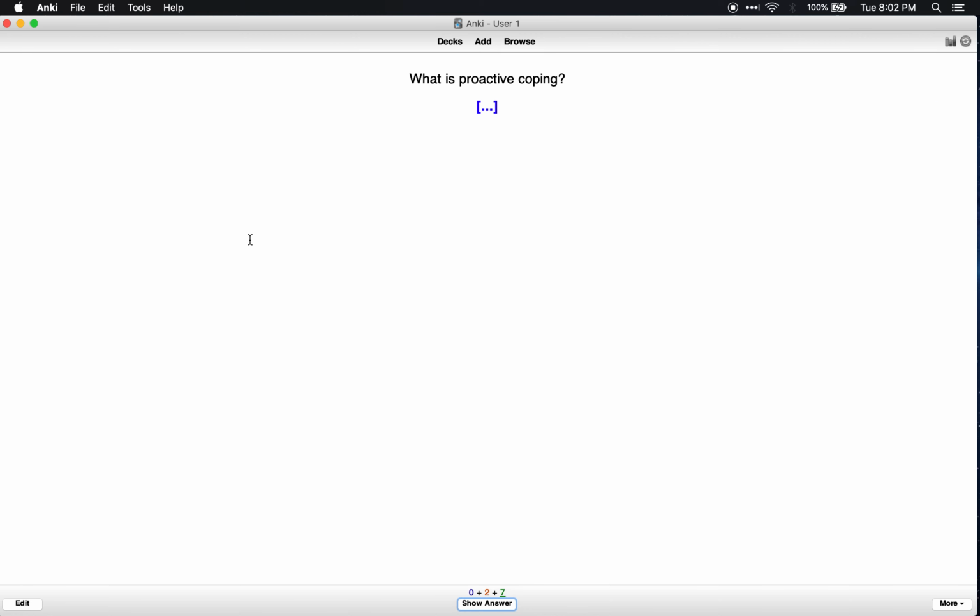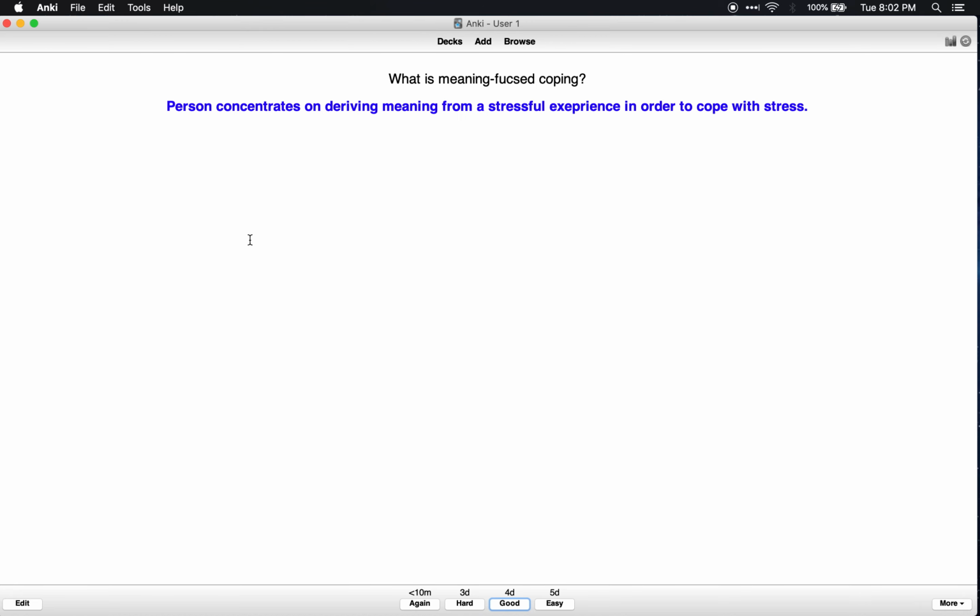Proactive coping is looking at a stressful situation in the future and identifying ways to cope with it beforehand, how to manage it. Meaning-focused coping is finding meaning from a traumatic experience as a way to cope with stress.